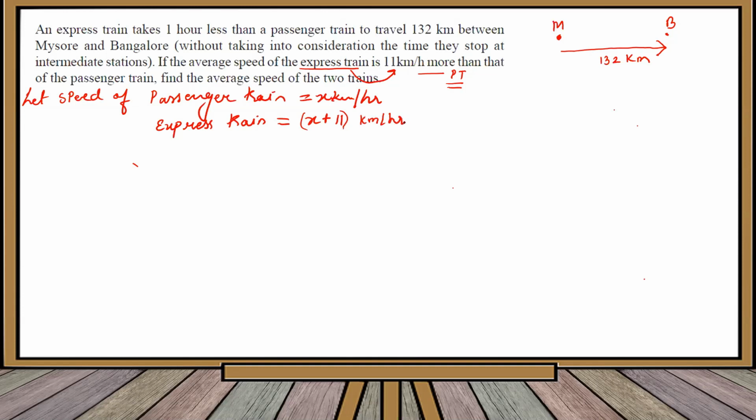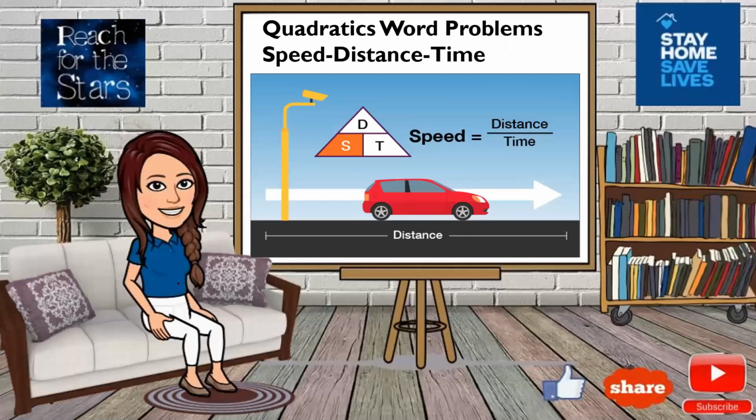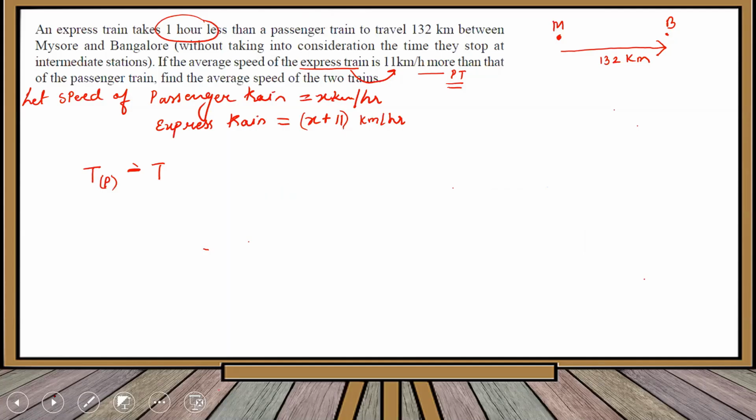Perfect. Now, the time required by the passenger train will be more, and the time required by the express train will be less. What is the time difference? The time difference is given as 1 hour. So we will say that the time required by the passenger train minus the time required by the express train is equal to 1 hour. That is, the difference in their timings is 1 hour.